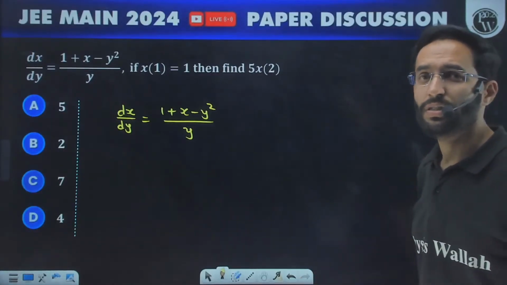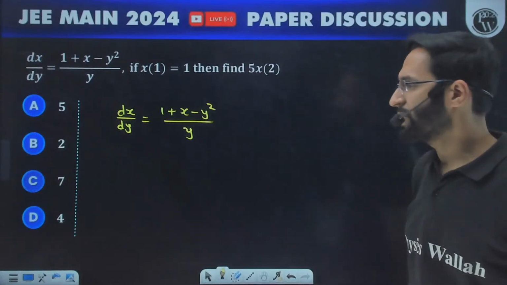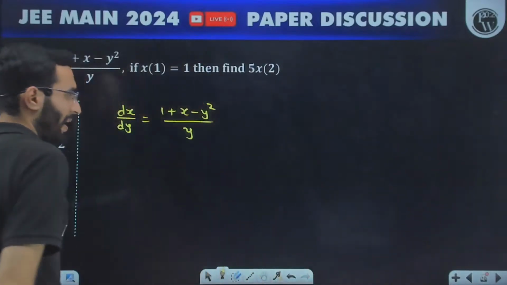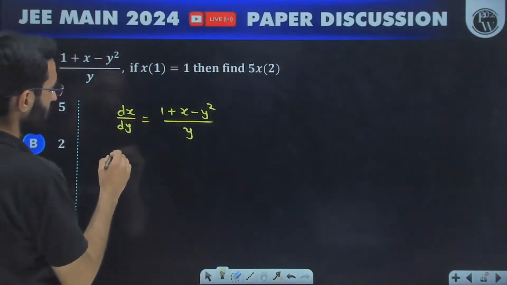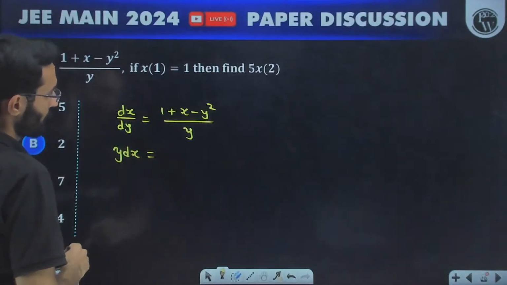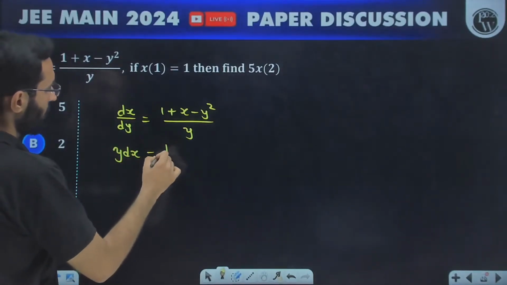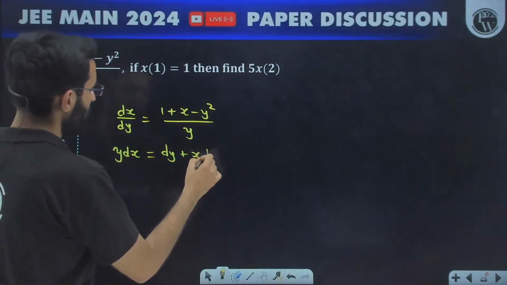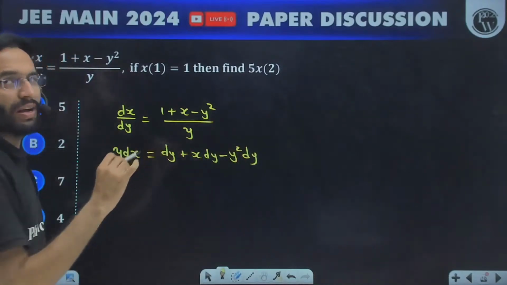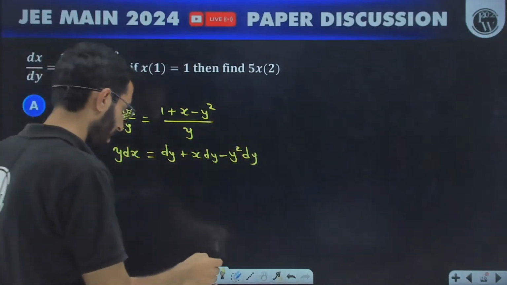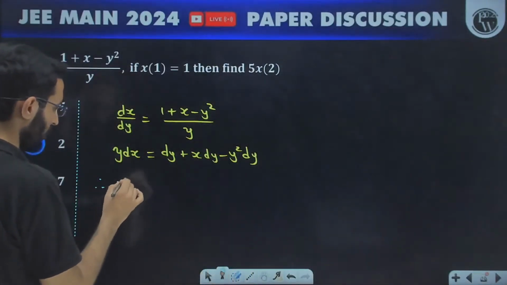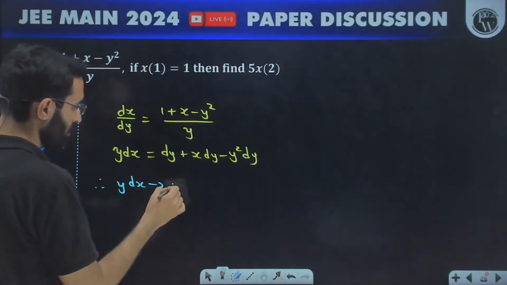So very first, you need to identify which type of differential equation this is. Check. If you see, can't you get one pattern over here? If you take this y with dx, so y times dx is equal to 1 times dy plus x times dy minus y square times dy. We can solve this y square times dy and 1 times dy easily. If you take this x times dy on the left hand side, that will become y times dx minus x times dy, or not.